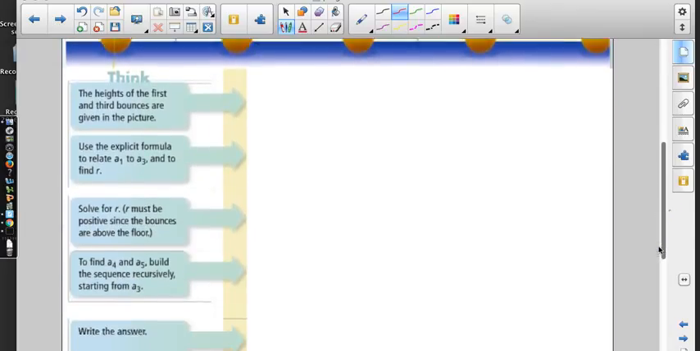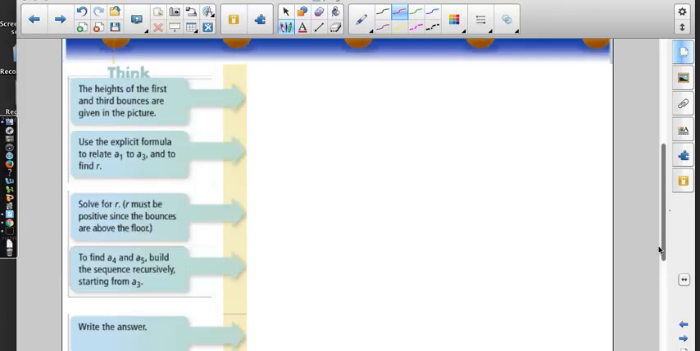It says the heights of the first and third bounces are given in the picture. We want to use that. We're going to use that explicit formula. We're going to figure out what r is. So, I better put the page back since I scrolled too high here. a sub 1 is 100. a sub 3 is 49.